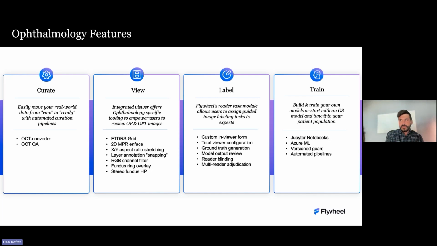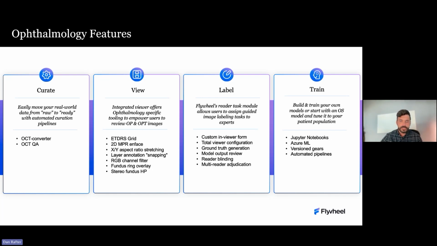We also have a framework through our reader task module where you can assign custom image labeling workflows to your experts. This again goes through our built-in viewer. It has a form that is baked directly into the viewer itself that can drive a number of different things, whether that's getting you to generate new ground truth. I'm trying to train a model that can detect retinal thickness, for example. We've got a way for you to truly customize that experience with guardrails to ensure that you're getting the best data the first time. You also can blind readers.